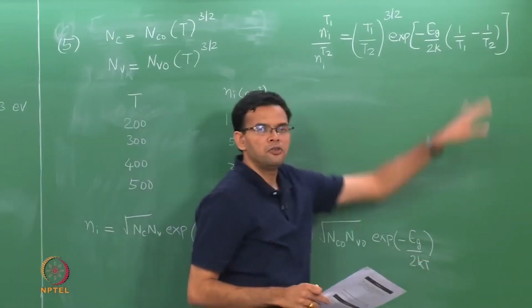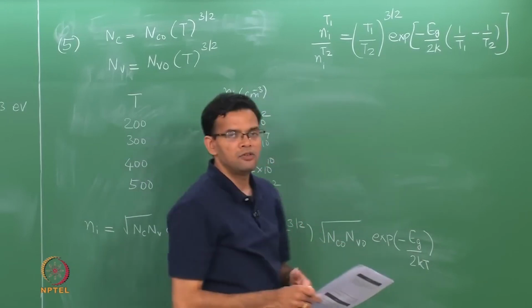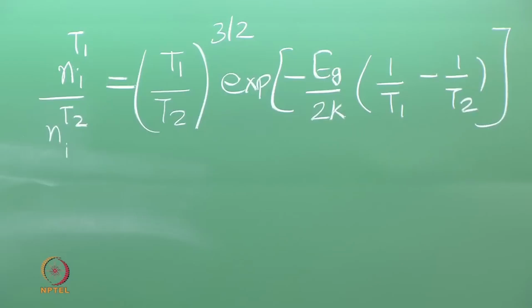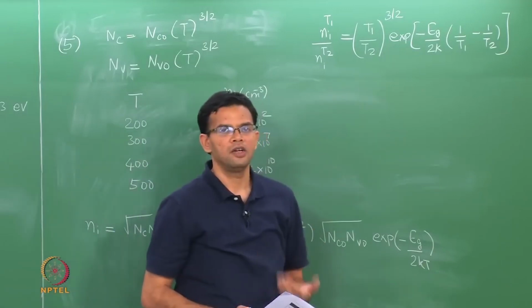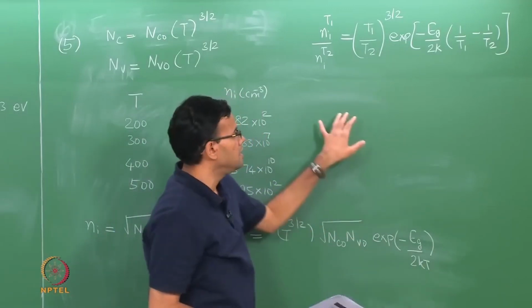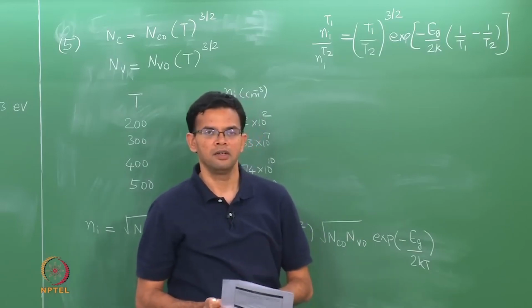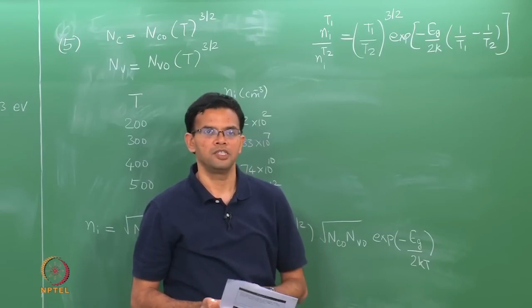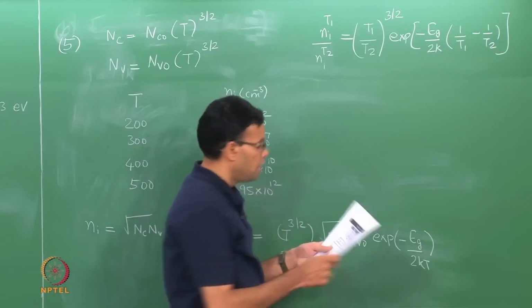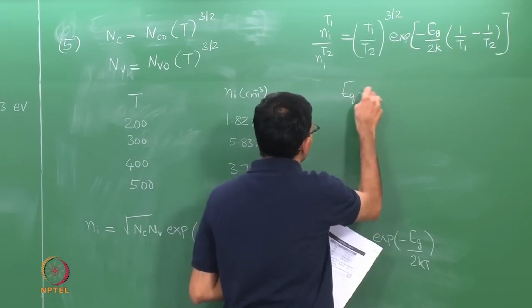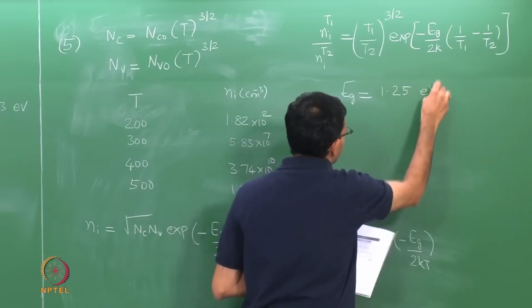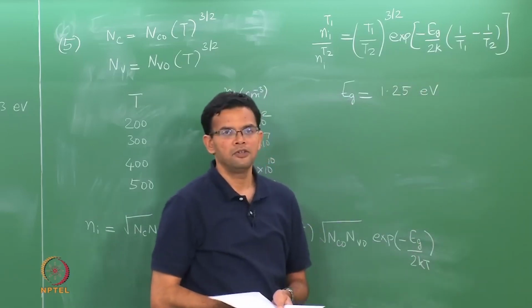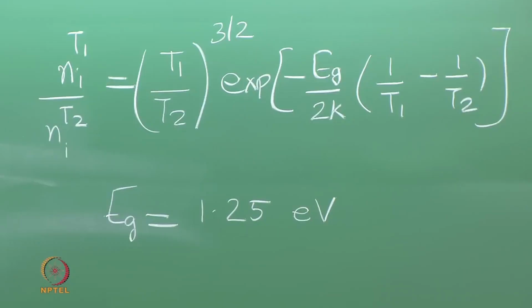So, T1 and T2 values are known, Ni values are known. For example, your T1 could be 200 Kelvin, T2 could be 300 Kelvin, in which case the Ni values are tabulated. The only unknown here is Eg. So, I did these calculations taking 200 and 300. You can take it with any of the other temperatures, we have also done and checked. If you substitute the values, Eg works out to be 1.25 electron volts. So, this is the value of Eg, which is the band gap of the material.